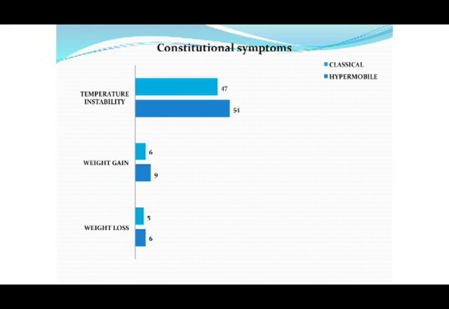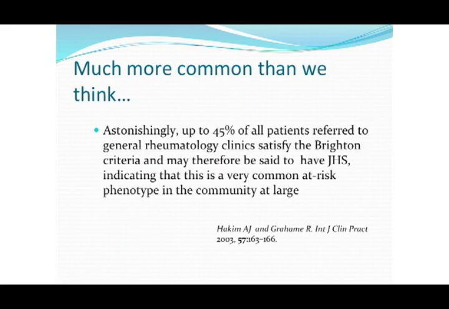So finally, in terms of the dimensions of this disorder and the prevalence, again from Dr. Graham's publication in 2003, he reported that up to 45% of all patients referred to general rheumatology clinics satisfy the Brighton criteria and may therefore be said to have joint hypermobility syndrome, indicating this is a very common at-risk phenotype in the community at large.